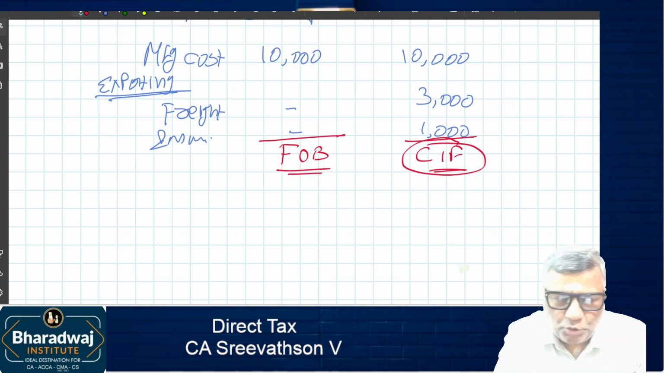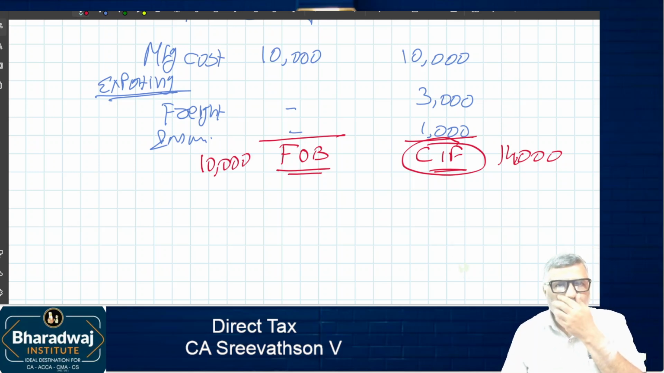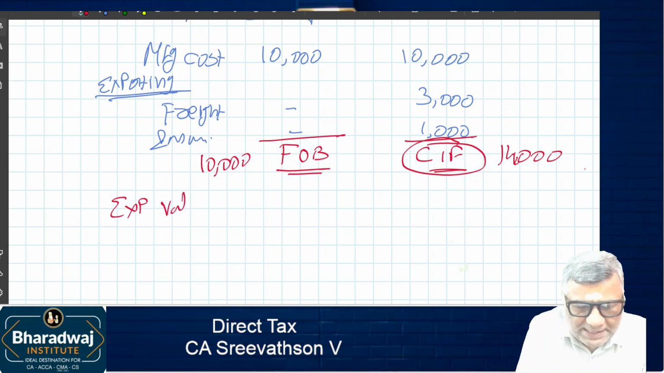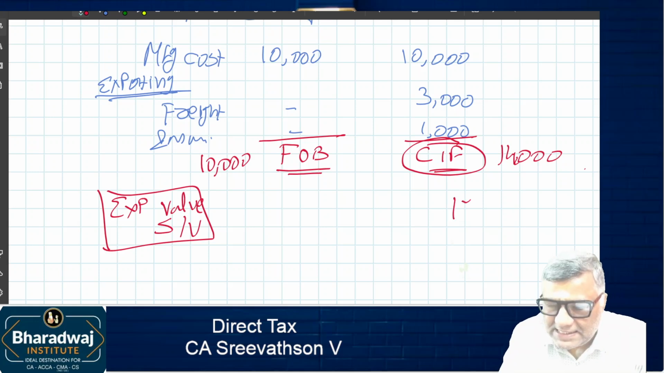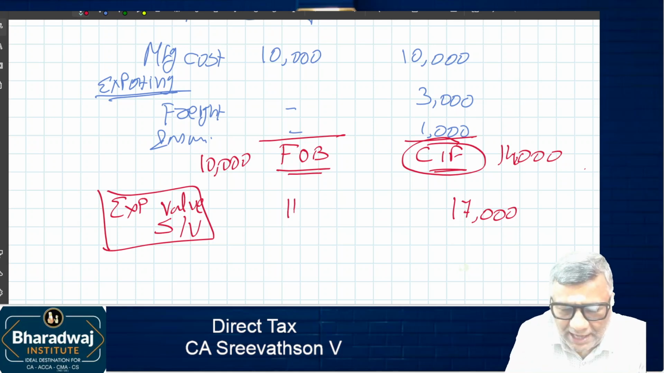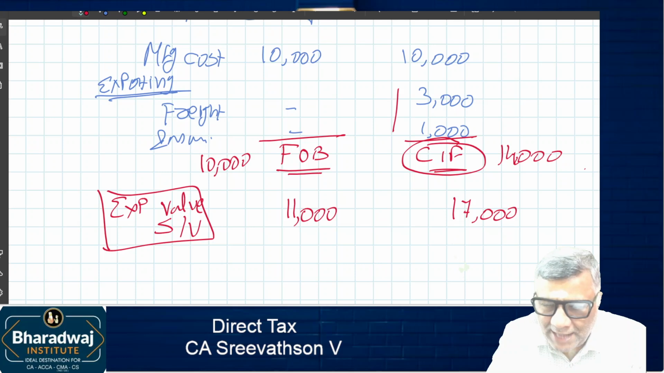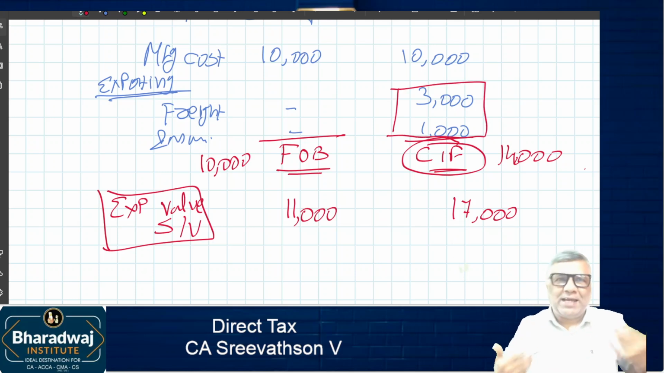Suppose here you can understand this comes to 14,000, and here this comes to 10,000. Now that is the cost. My export value, that is my sale value, here is 17,000 and here is 11,000. Boss, I can understand a difference of up to rupees 4,000.